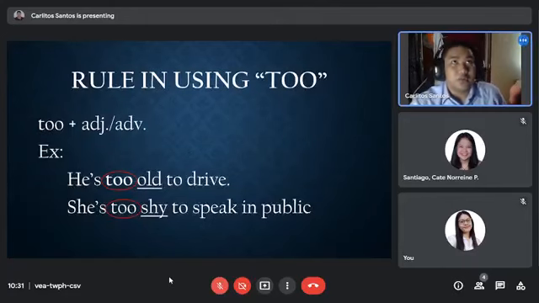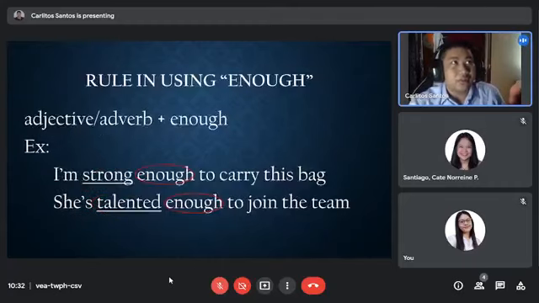We have also talked about the rules in using them. Again, it's the word too plus the adjective and or adverb, just like in our examples here. And the rule in using enough is an adjective or an adverb plus the word enough itself.